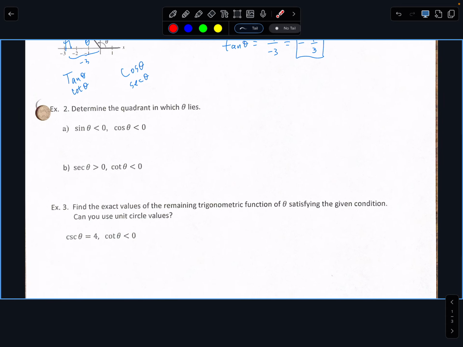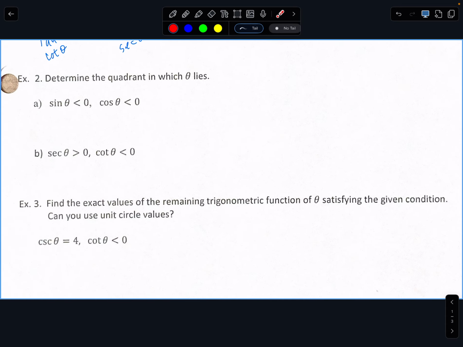All right. Now, determine the quadrant in which theta lies. And this is just a fancy way of saying sine is negative. And sine is positive in quadrants 1 and 2. So that means those are eliminated because sine is positive in quadrants 1 and 2, and they're telling you sine is negative. Sine, it's the y sign. Y is negative in quadrants 3 and 4. So 3 and 4 are possibilities.